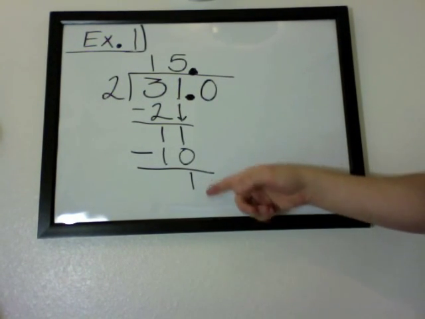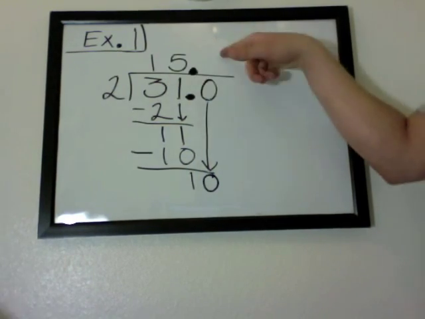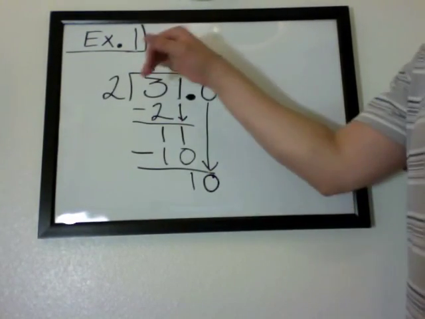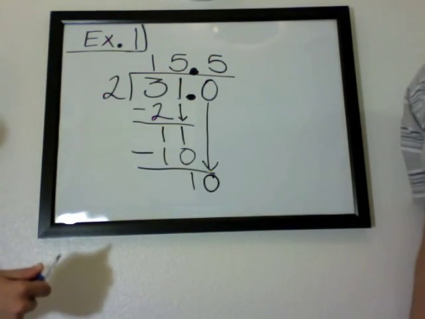And we bring down the 0. And we know 2 can also go into 10 5 times. So 2 times 5 is 10. So the answer would be 15.5 if we divide the 31 by 2.